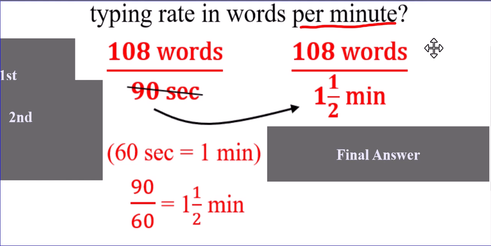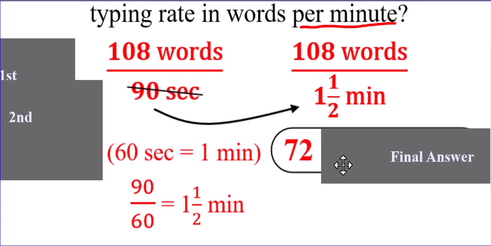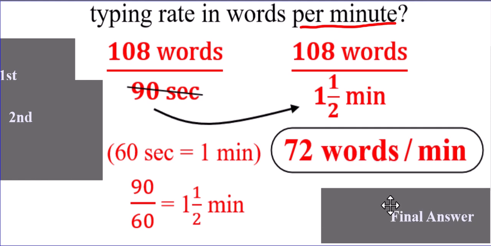So divide this in your calculator. Go ahead, I'll wait. 108 divided by 1.5. That should give you, did you get it? 72. Now, let's write the units of measure. Words per minute. Oh, here's that diagonal slash that I mentioned the other day. That replaces the word per. So if you want to use the diagonal slash, please, by all means, feel free to. If you'd rather write the word per, fine with me. But either way, 72 words per minute.